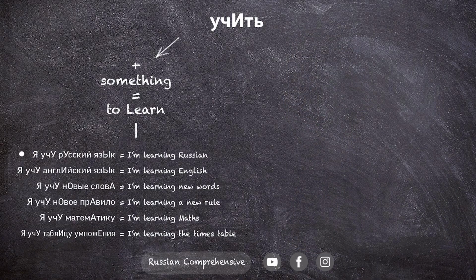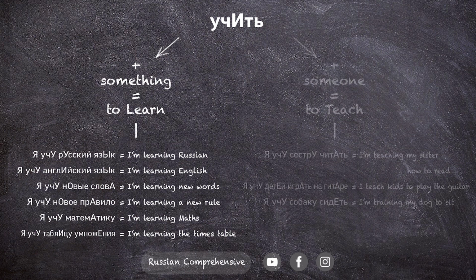For instance, я учу русский язык. I'm learning Russian. Я учу английский язык. I'm learning English. Я учу новые слова. Я учу новые правила. Я учу математику. Я учу таблицу умножения. And so on.